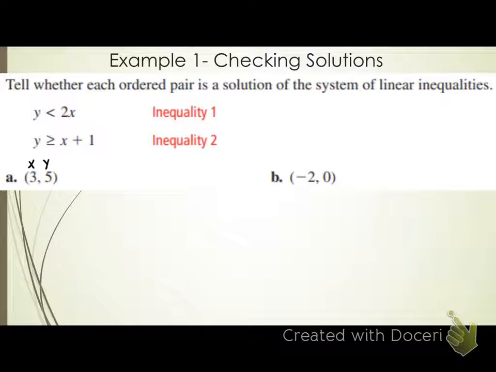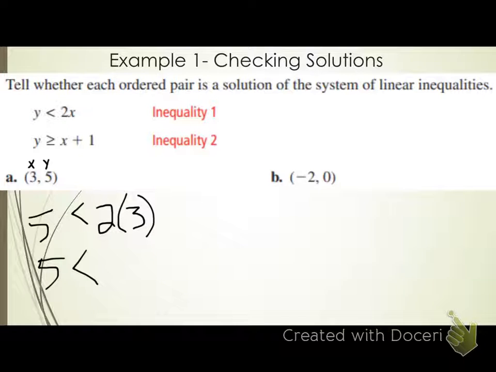How do I check to see if this is a solution of my system? Plug in x and y. Plug in x and y to what? Both inequalities, not equations. I know, I mess that up sometimes too. I'll sometimes call them equations. They're not equations though. They are inequalities. So what do we say our y value was? 5. So 5 is less than 2 times x. What's x? 3.